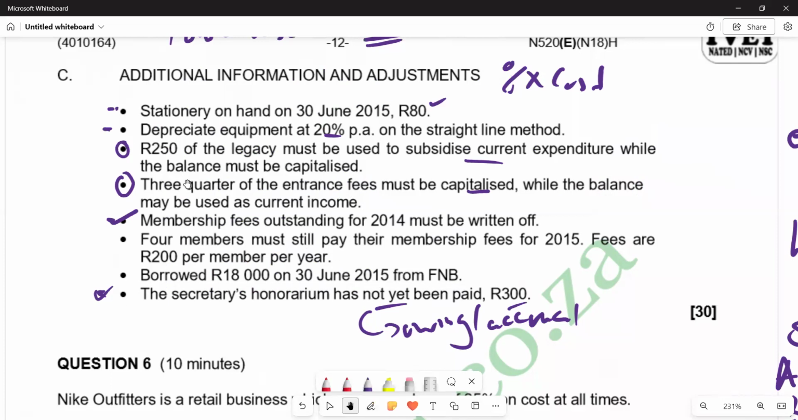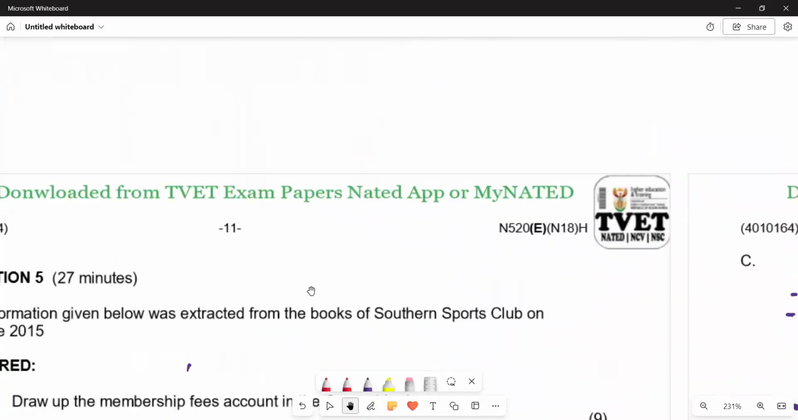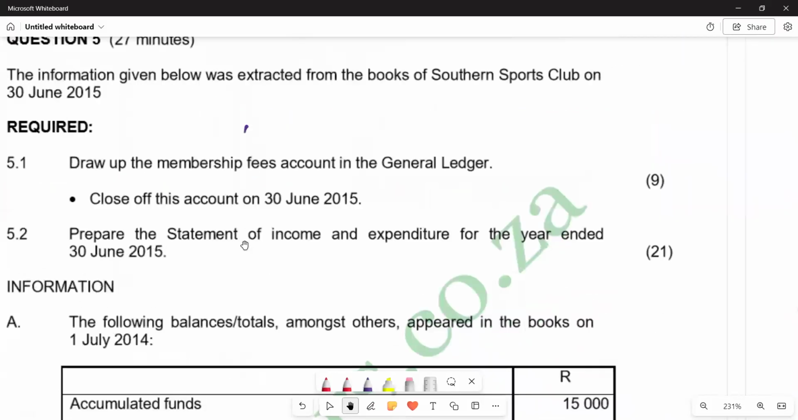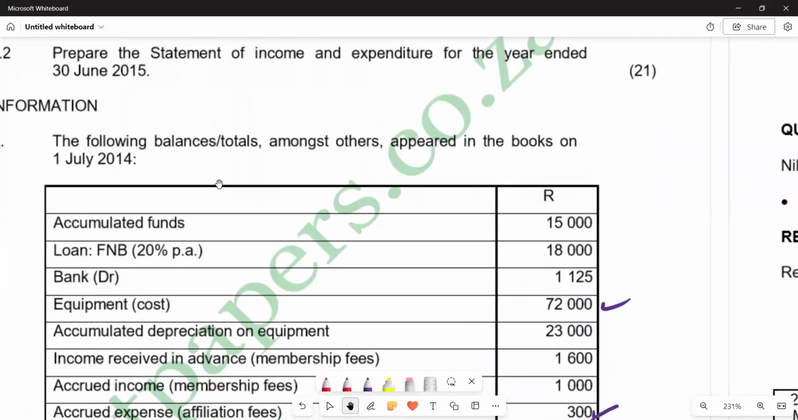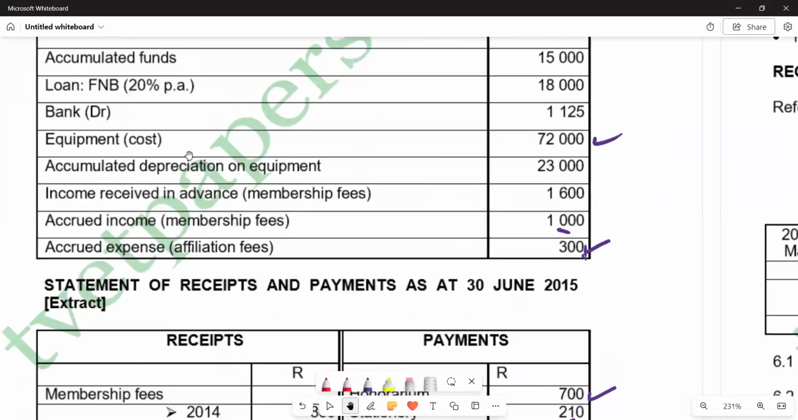So let's try to find out which are the membership fees that are outstanding for 2014. But if you come at the beginning of the question, you would see that you are being told that we've got membership fees that were outstanding for 2014, which are here. Accrued income, which is our membership fees. 1,000 was outstanding.